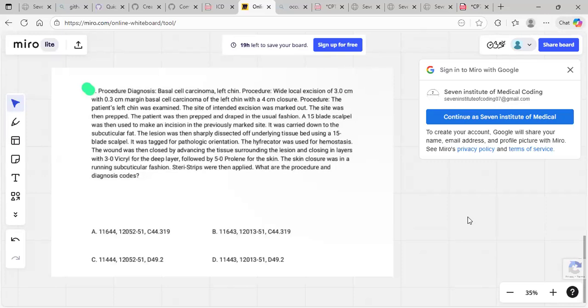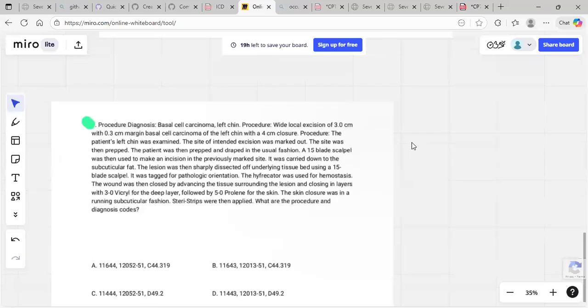So let's discuss this topic one more time. We have discussed the excision. Just a second, I don't know how to close this one. Okay.